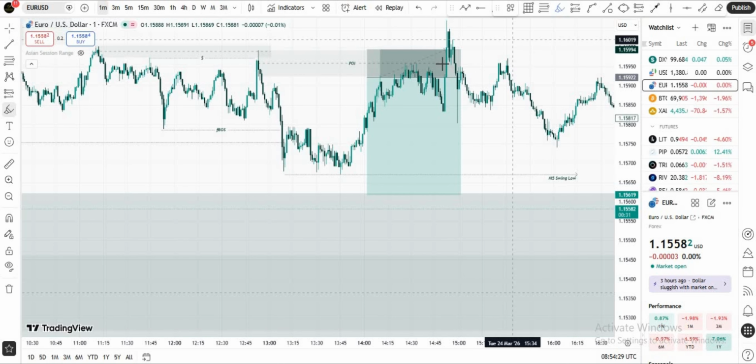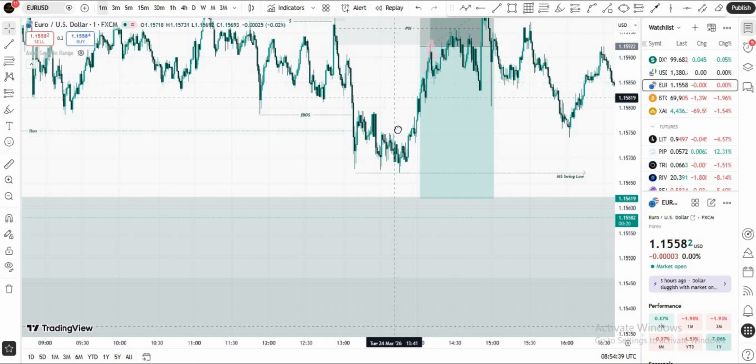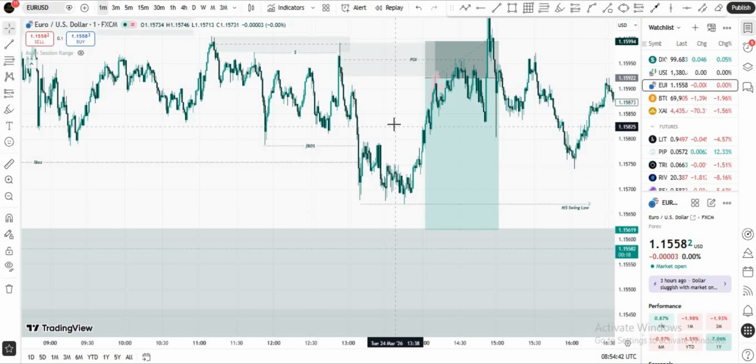But see how many times price gets to react on that block. This is where we have the first mitigation on that block. Let me zoom in and explain something to you guys: a supply zone or demand zone is only valid once or twice.